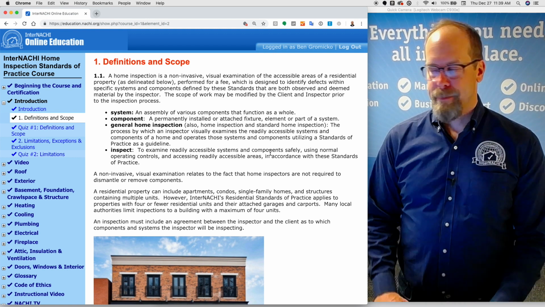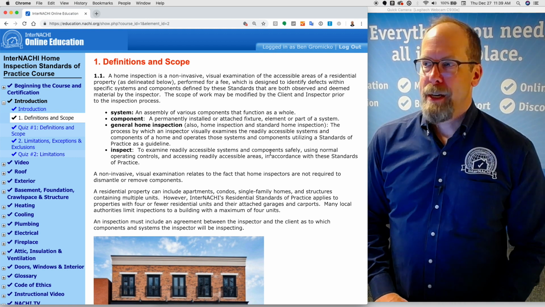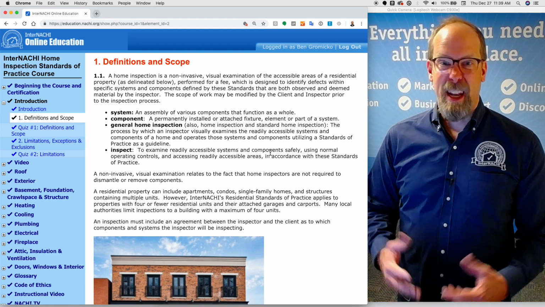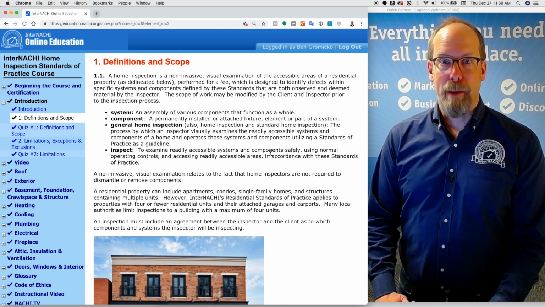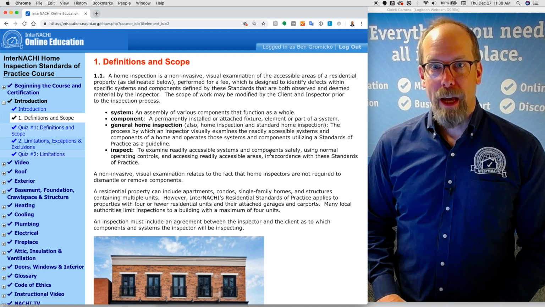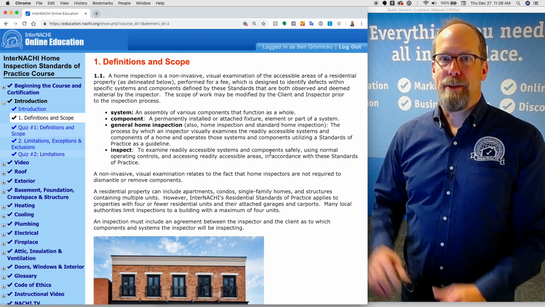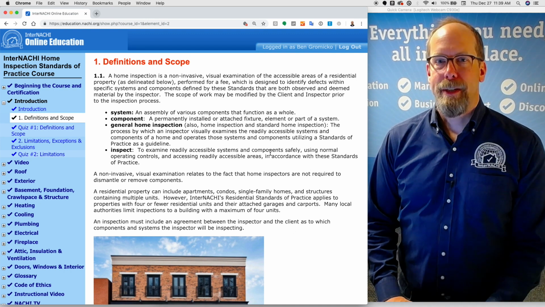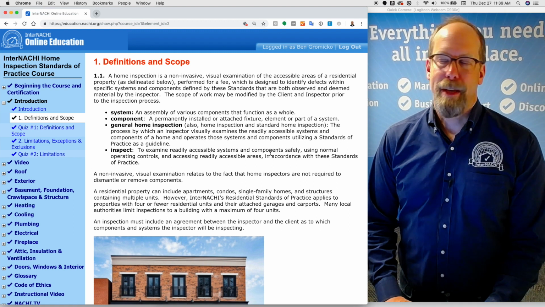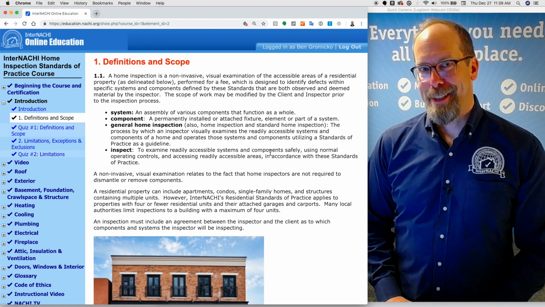Now, a system is a term that we use in the home inspection industry and in your inspection report. A system is an assembly of various components that function as a whole, and a component is part of that system. So take a gas-fired furnace system. That's a system, and there are many parts to that system.